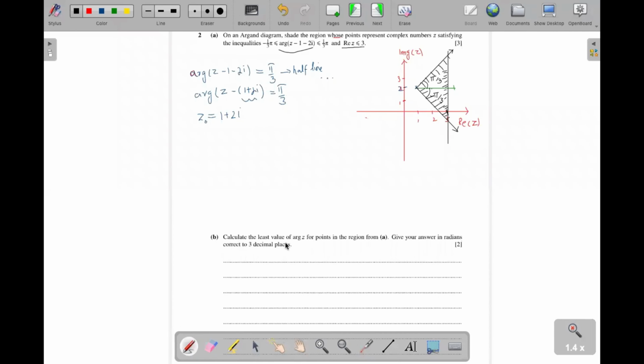In part B, calculate the least value of argument z for the points in the region from A. Give your answer in radians correct to 3 decimal places. Now you see here, this is the shaded region. The argument z value will be minimum at this point, we name it as A. We will draw the vector here. The argument of this vector will be minimum. We name it as theta. Now to find theta, we see that this is a right angle triangle. Now we make here this right angle triangle.